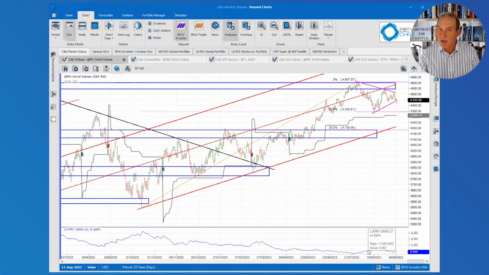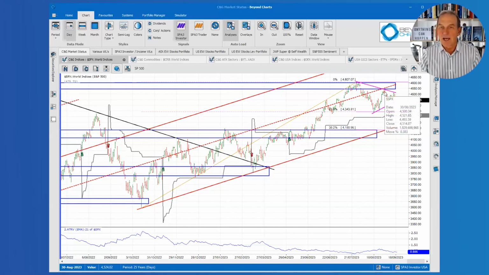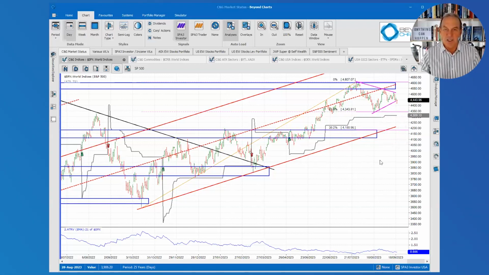Down the bottom here, I have volatility on the S&P 500. It's pretty low, down at 0.885. That's a low volatility for the S&P 500, which is also indicative of bullish conditions. So we've got a retracement here. How does a symmetrical triangle form? Well, you have lower highs and higher lows coming up at the bottom, and eventually you have a breakout.